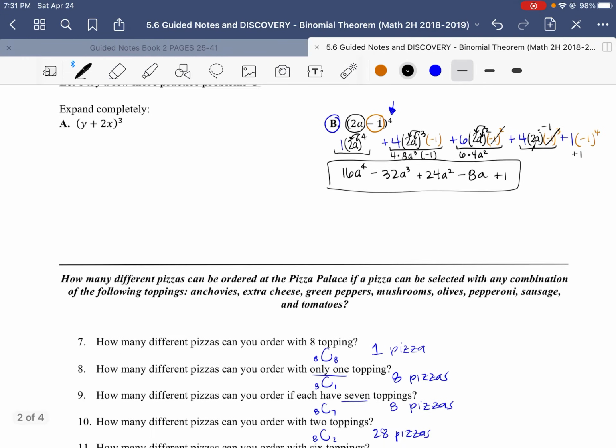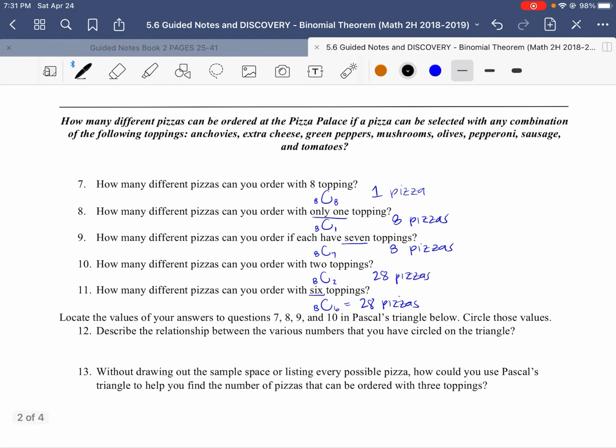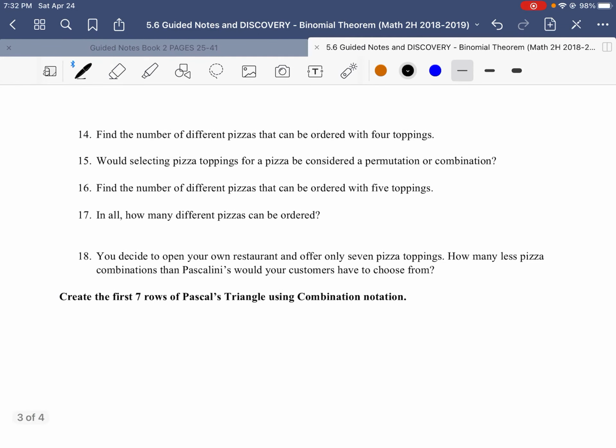So as we jump over here, it asks us to describe the relationship between the numbers, so they all come from the same row. And then without drawing out the sample space, how could we decide what it would be with 3 toppings? We know that it would be the next number on that row, which would be 56 pizzas. If we were looking at 4 toppings, again, that would be the next number on that row, 70. And it would definitely be a combination, because it doesn't matter what order we put those toppings on, it's still that same type of pizza. And then notice that it came back down as we were moving through the row because it's symmetric, and we got 56.